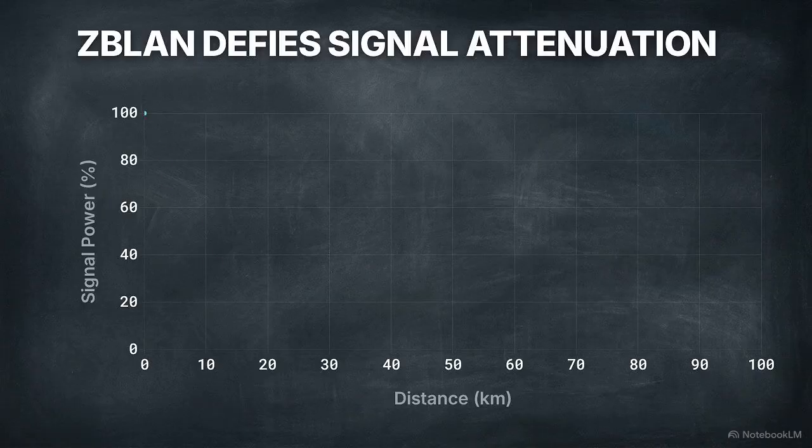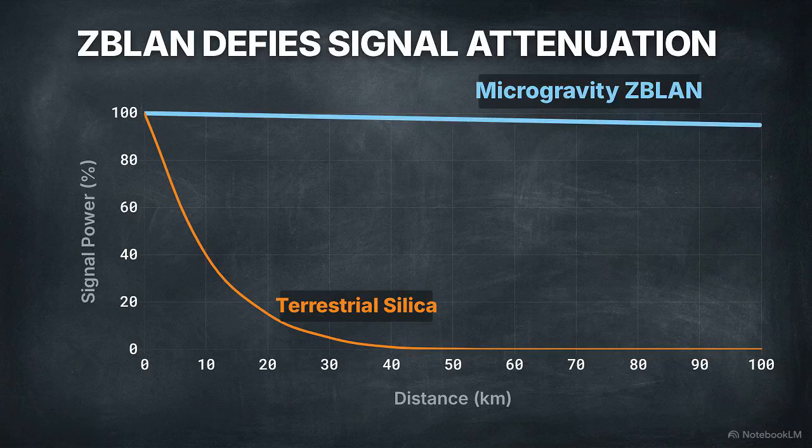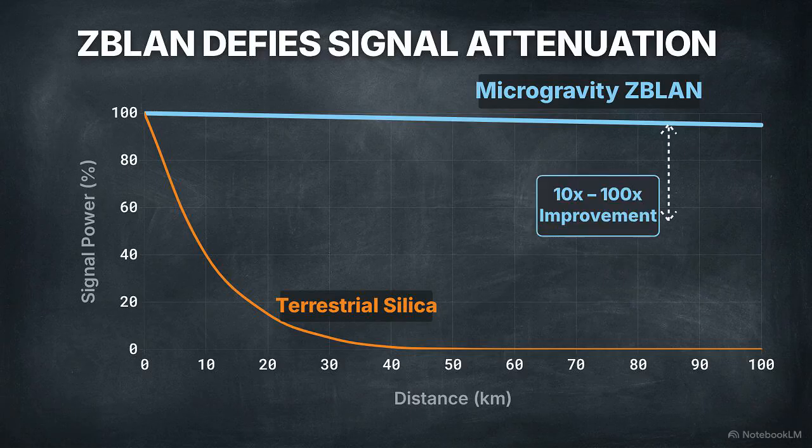This line chart graphs signal attenuation over distance. Notice the sharp drop-off of terrestrial silica optical fibers compared to the nearly flat loss curve of microgravity-drawn ZBLAN, which achieves 10 to 100 times less signal loss.